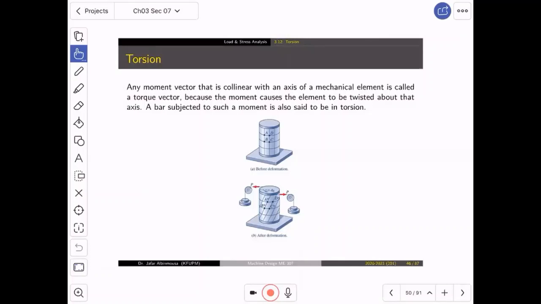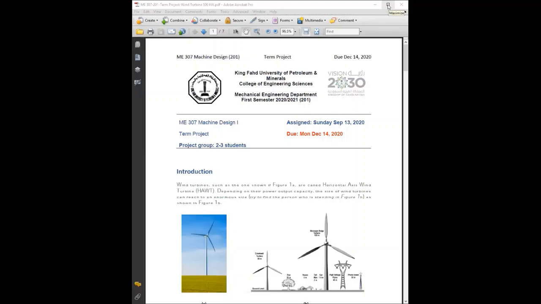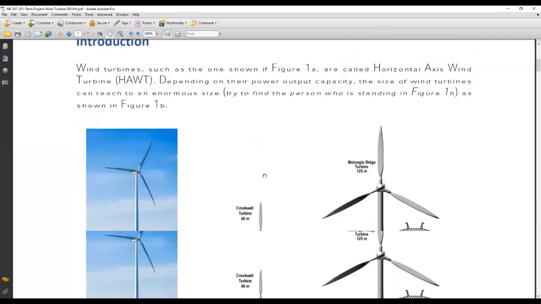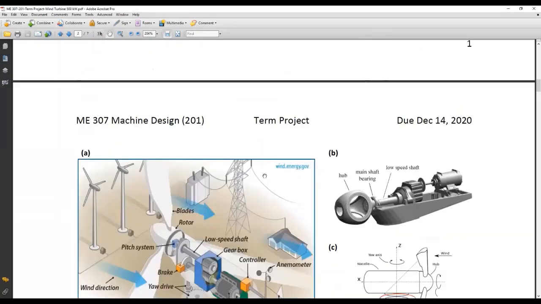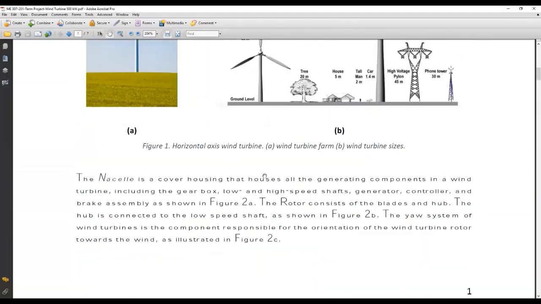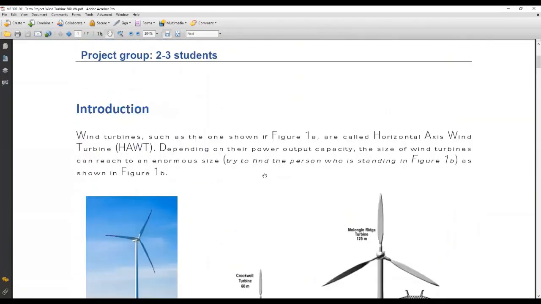So let me quickly show you the project, just for a minute. You can see the project right now. Was it posted like this in the Blackboard? That's funny. Yes. I need to repost it again.